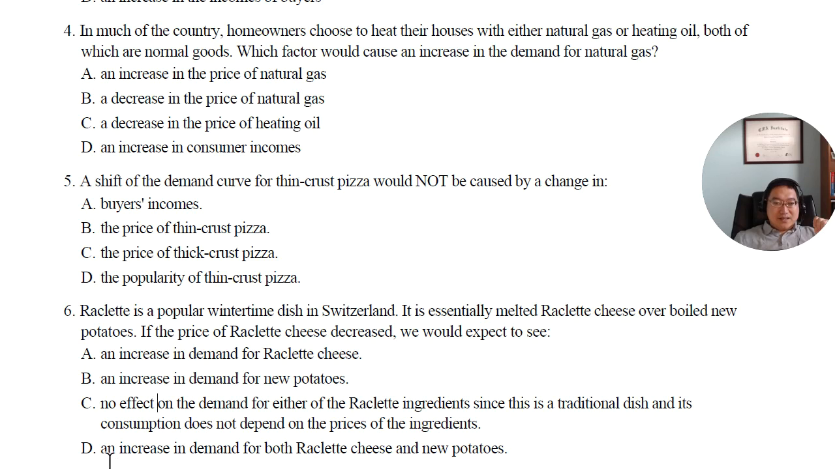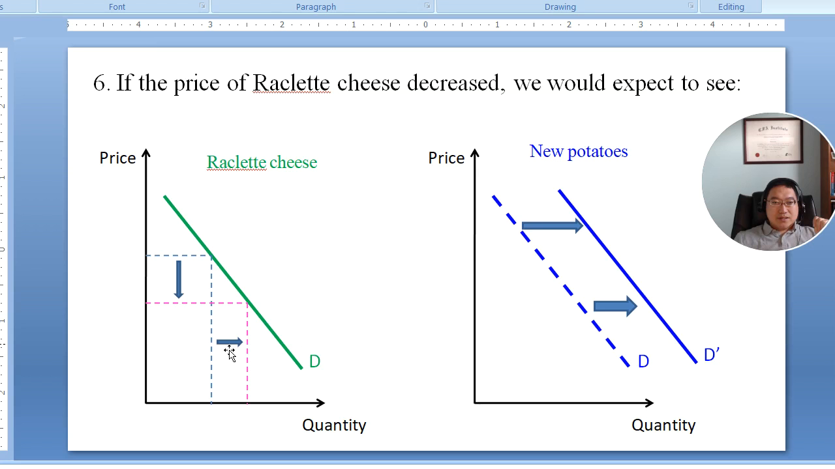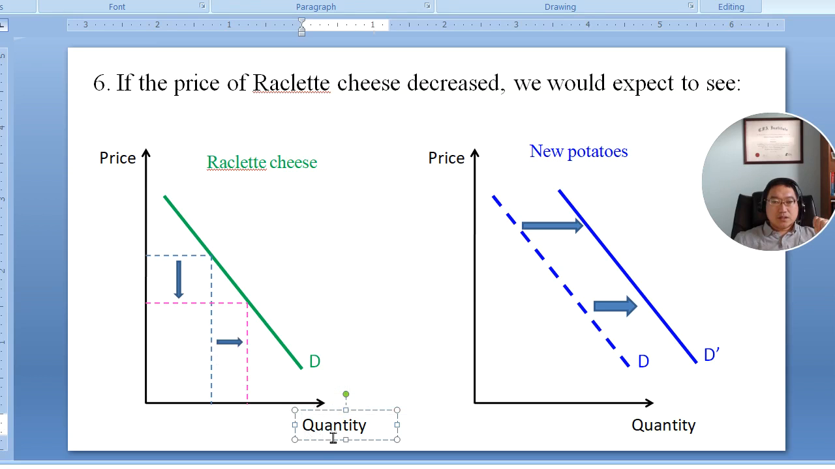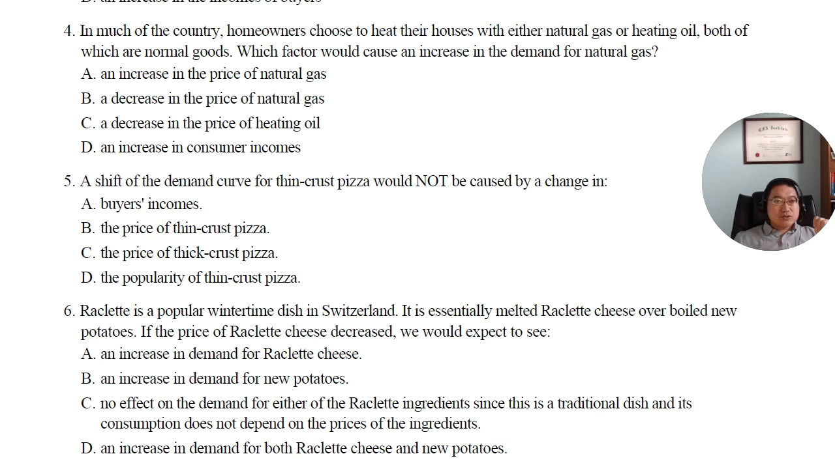D, an increase in demand for both raclette cheese and new potatoes. What's wrong with that? The increase in the raclette cheese is about quantity demanded. It's not about an increase in demand, not the shift of the demand curve. Okay, that is questions 1 to 6 for homework 3.